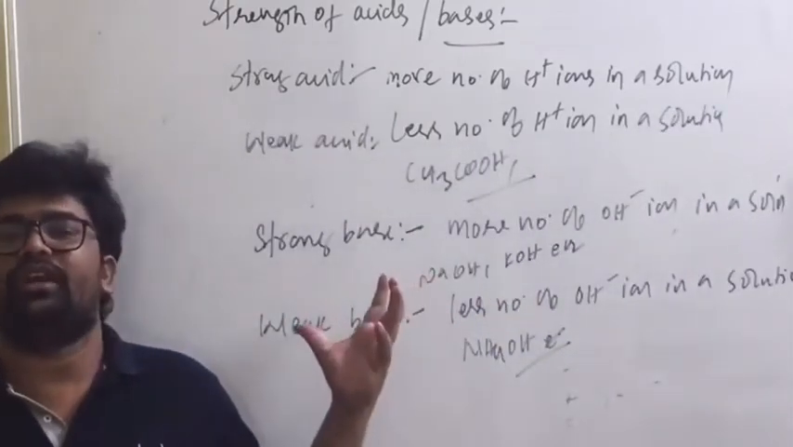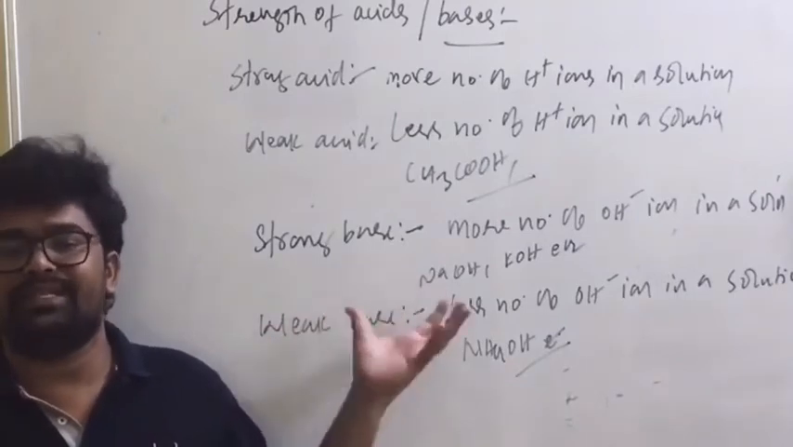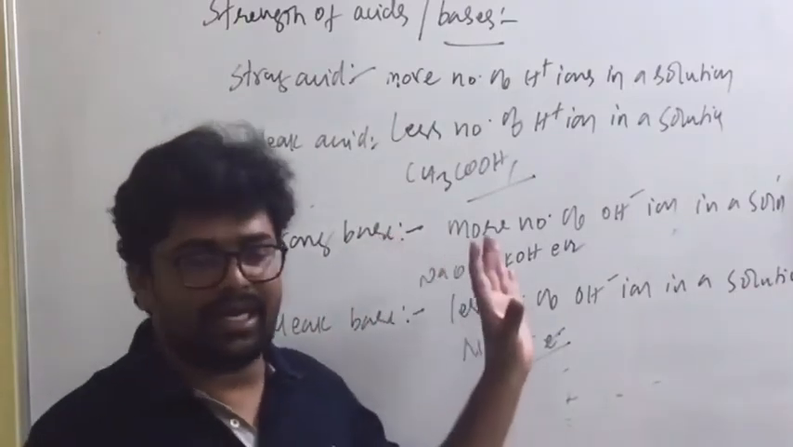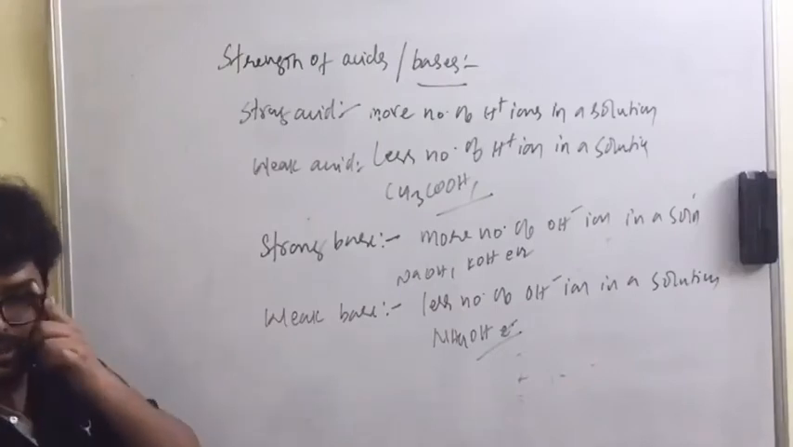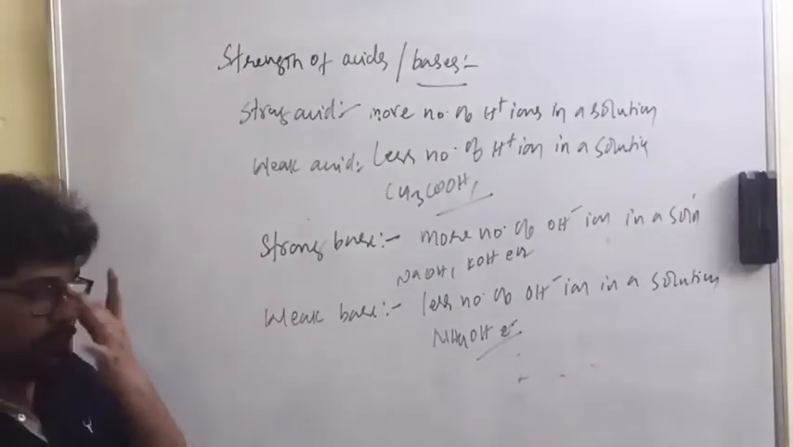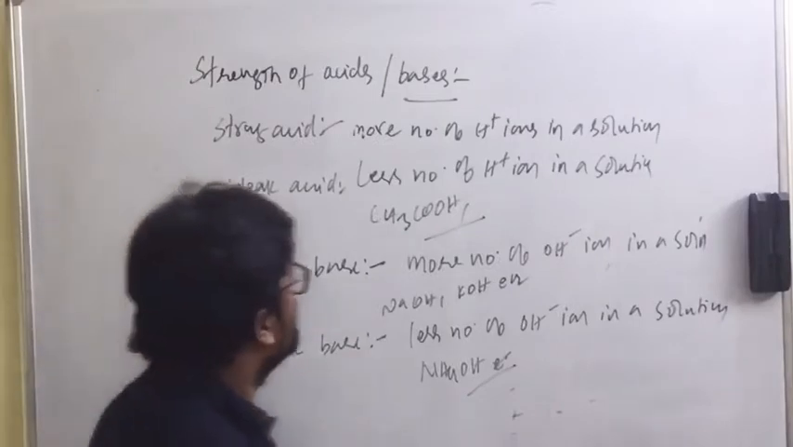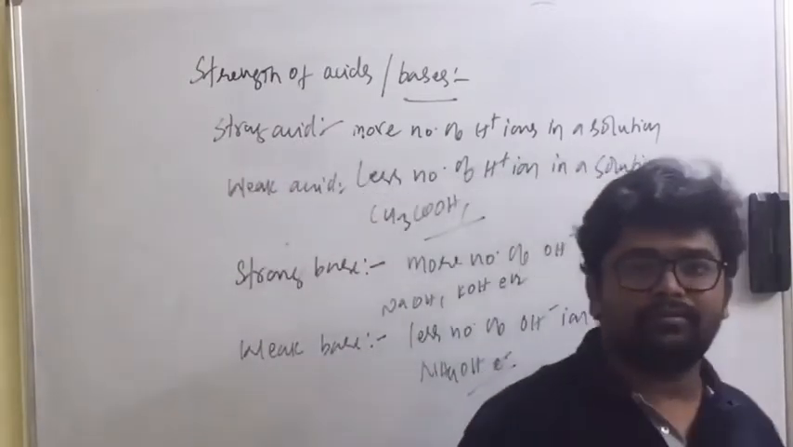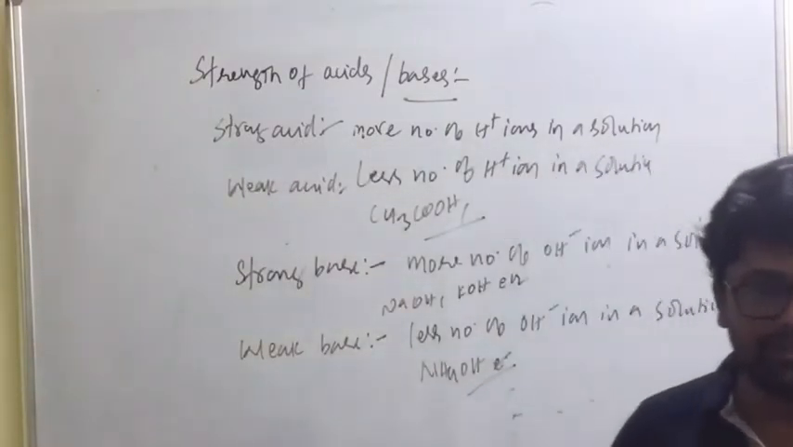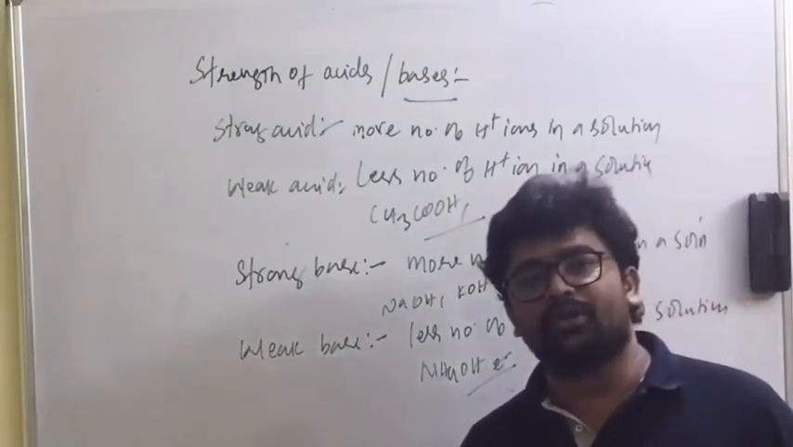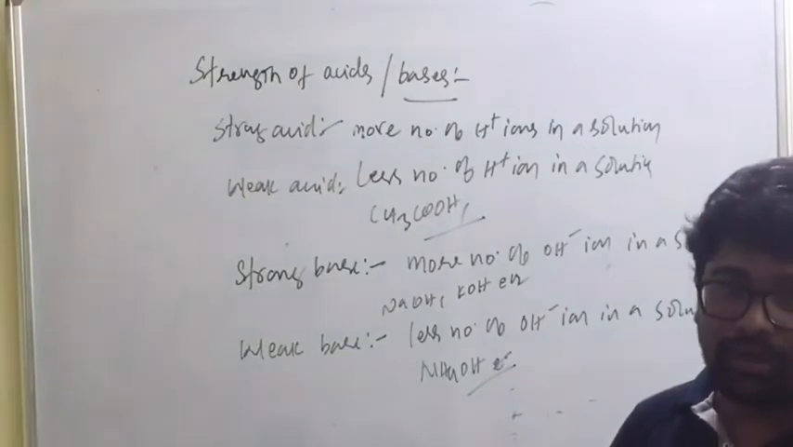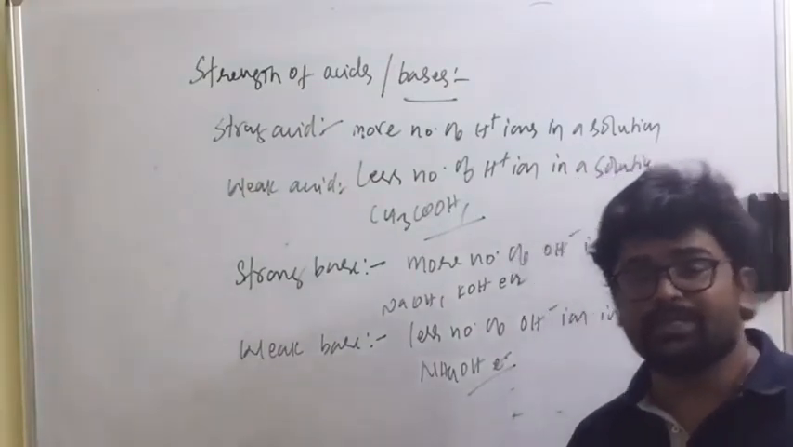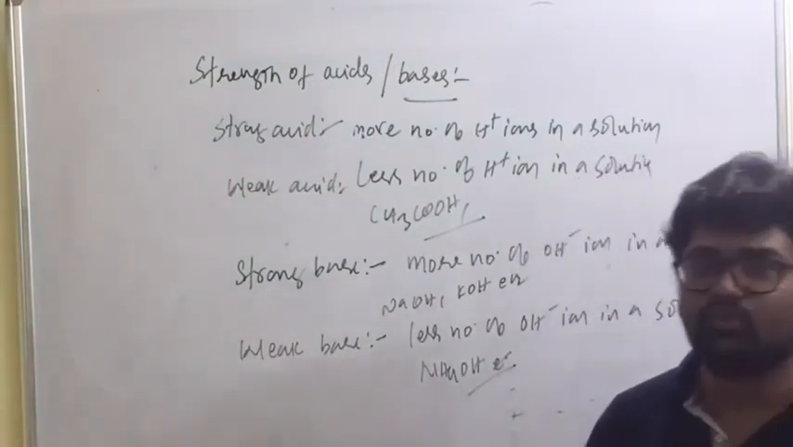How do we generally decide the acid as strong acid and base as strong base and weak base? Okay, hope this concept is very clear for you all. So this is how we identify the strength of acids and bases. If it has more number of H plus ions, strong acid; less number of H plus ions, weak acid. More number of OH minus ions, strong base; less number of OH minus ions, weak base.